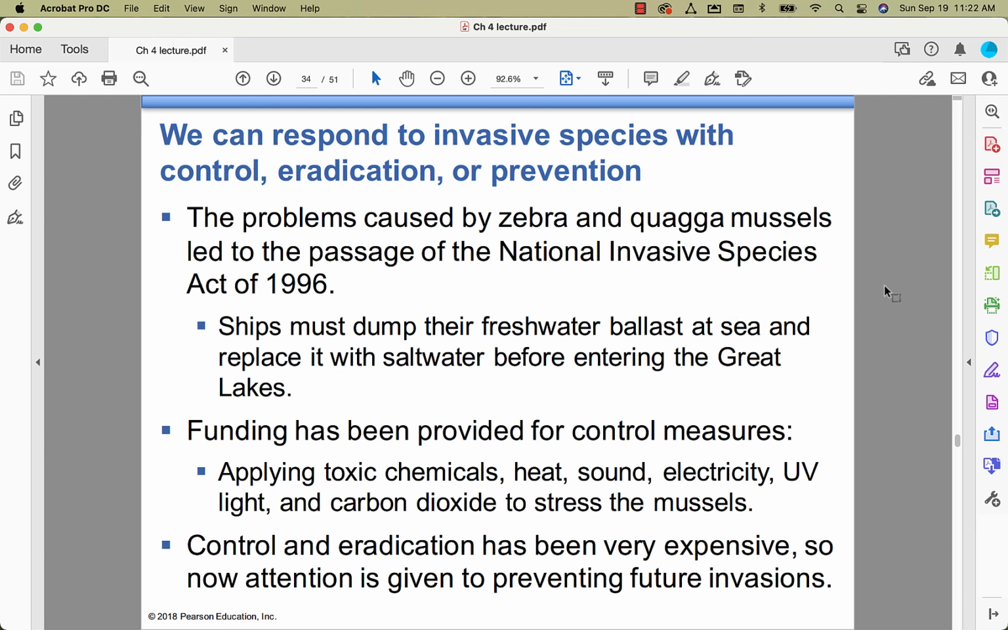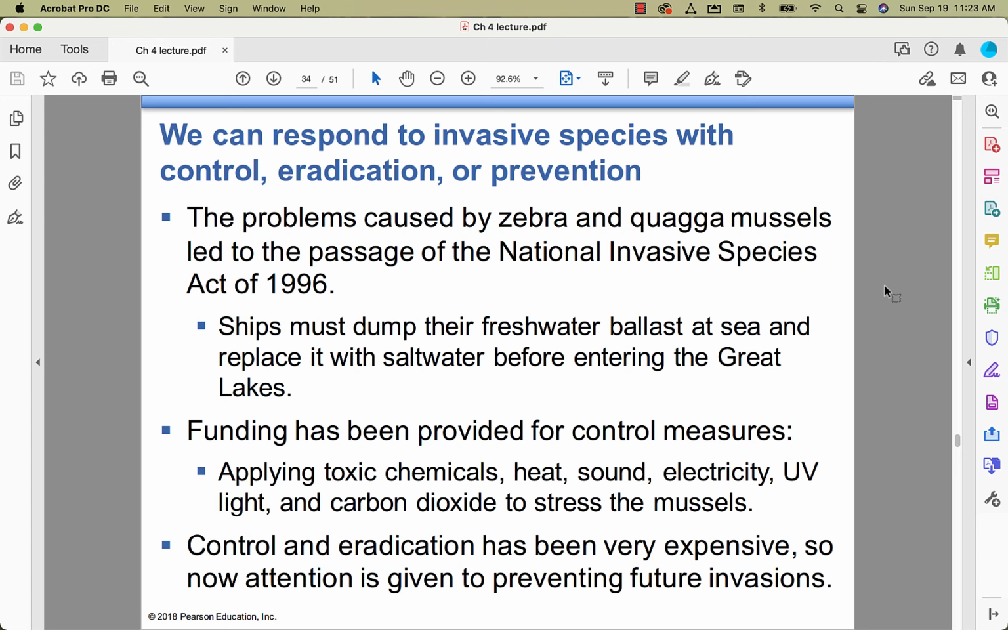So what do we do? How can we deal with invasive species? We can control them, we can get rid of them, or we can prevent them. As humans tend to do when there's a problem, we write a law. We legislate. So there was something called the National Invasive Species Act of 1996.